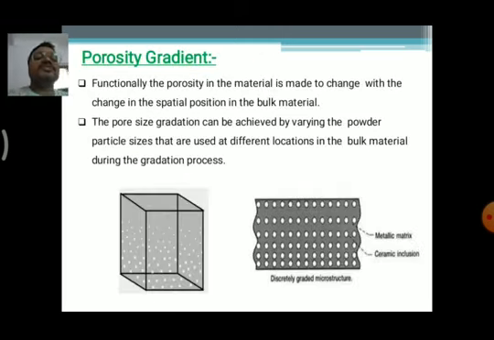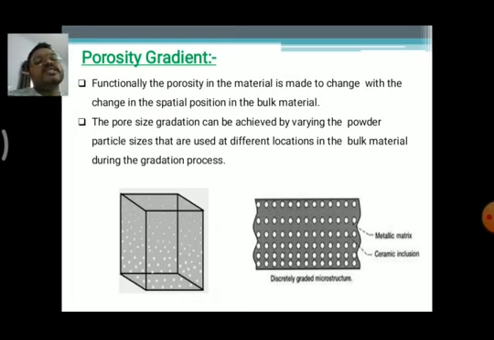Going to the second one, the porosity gradient. Porous means somewhat leakable, so we are leaking some of the minor constituents into other phases. The functionality of the porosity gradient in the material is to make a change with the change in spatial position of the bulk material. So when we see porous objects in the bulk material, we call it a porosity gradient. The size of the gradient can be achieved by varying the powder particle sizes at different locations in the bulk material during the gradation process.